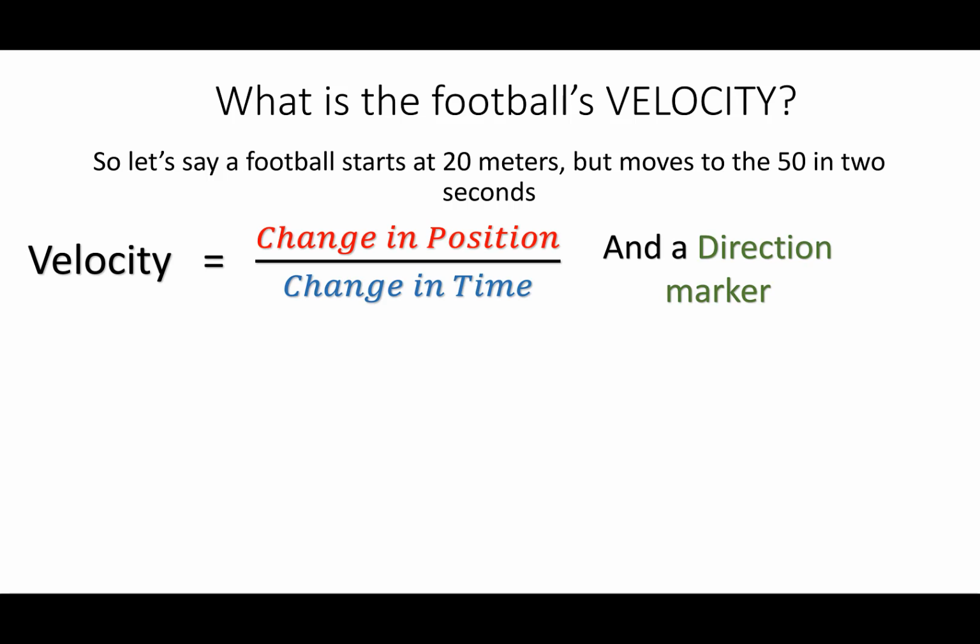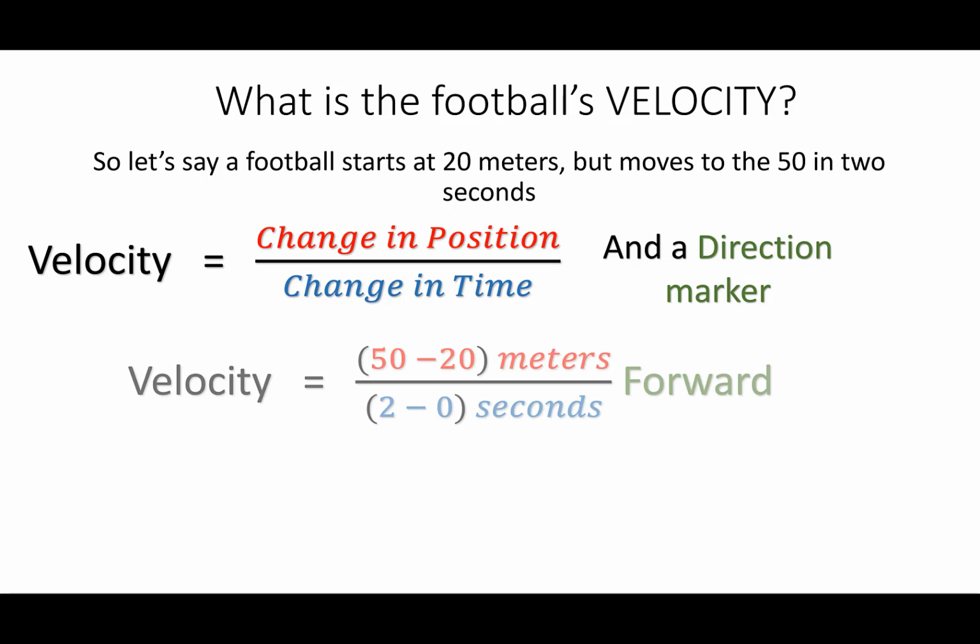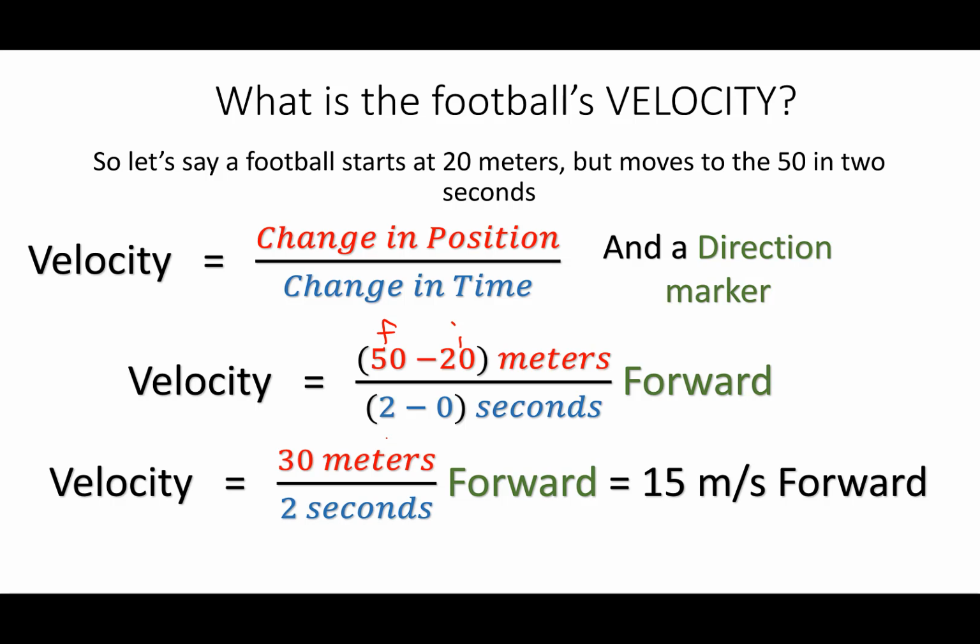Well, you remember that the velocity formula is the change in position over the change in time, and then you need the direction there. Otherwise, it's just a speed. So you say, well, it ends at the 50, starts at the 20. So the final position minus the initial position over the final time minus the initial time, and you get 30 over 2, which is 15 meters per second, and then forward is your directional marker. You could put a positive there if you wanted to. So positive 15 meters per second is the football's velocity from this word problem.